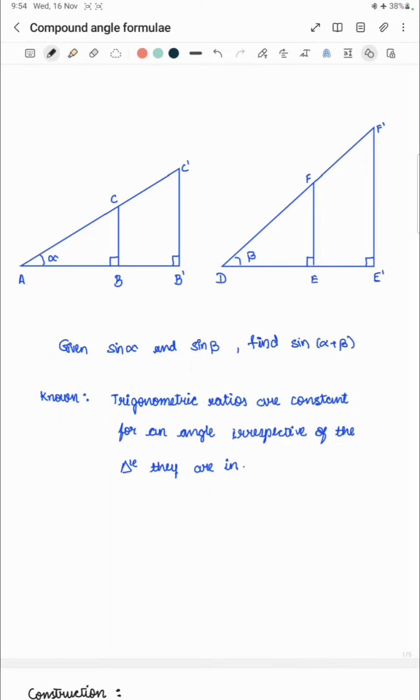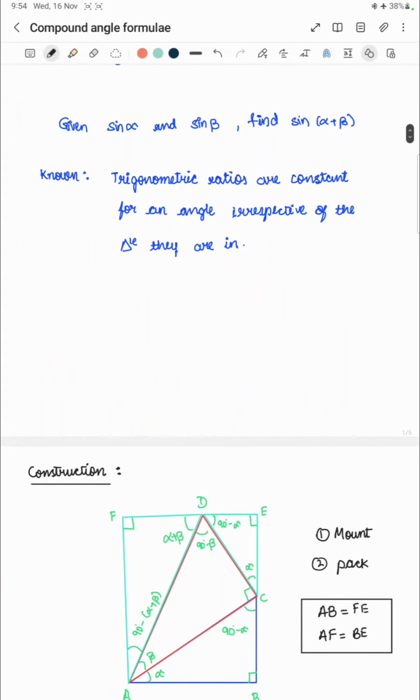I mean, AB is changing, like AB might extend to AB dash and AC might extend to AC dash, but the ratio between these two quantities, that is opposite by hypotenuse, is constant for a given angle, right? So that's exactly what we are going to use. Now the method we are going to learn relies heavily on this fact. So let's get into construction and see where we are going with this.